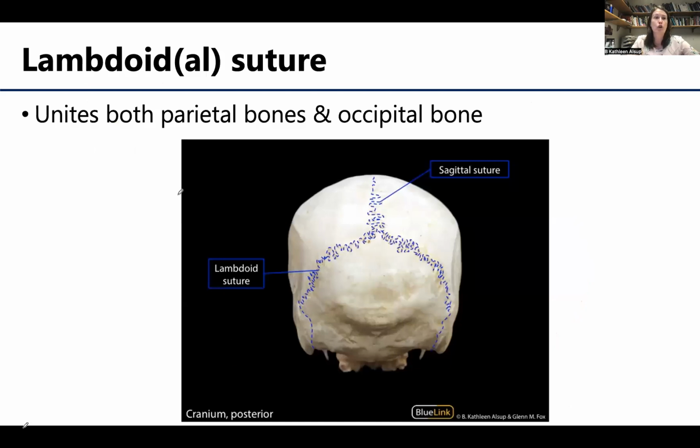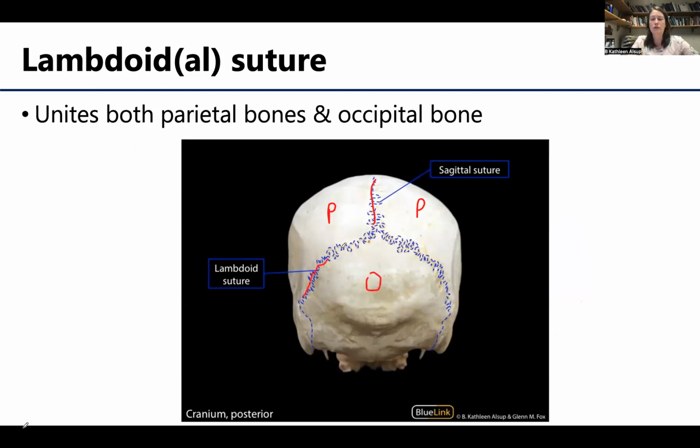The last suture I want you to know is the lambdoid. Sometimes you hear it referred to as the lambdoidal suture. We're looking at a posterior view here. This is going to be between the parietal bones, and you can see that sagittal suture in between there, and the occipital bone.